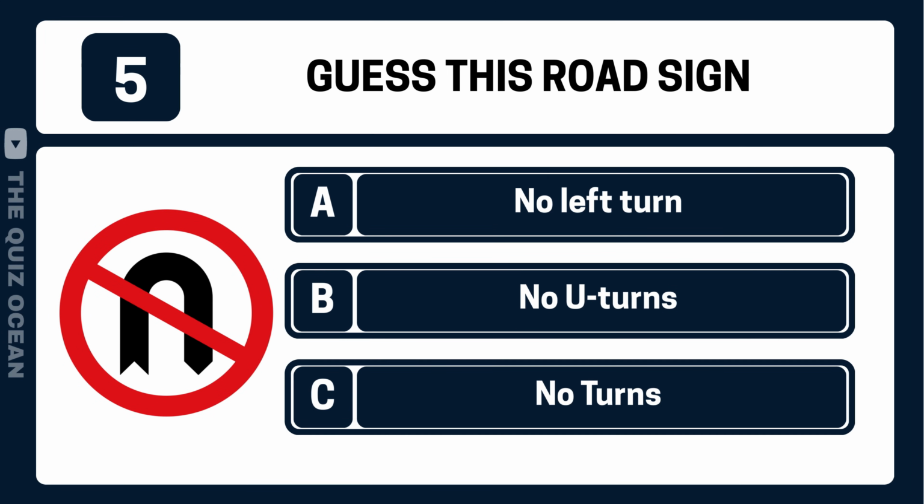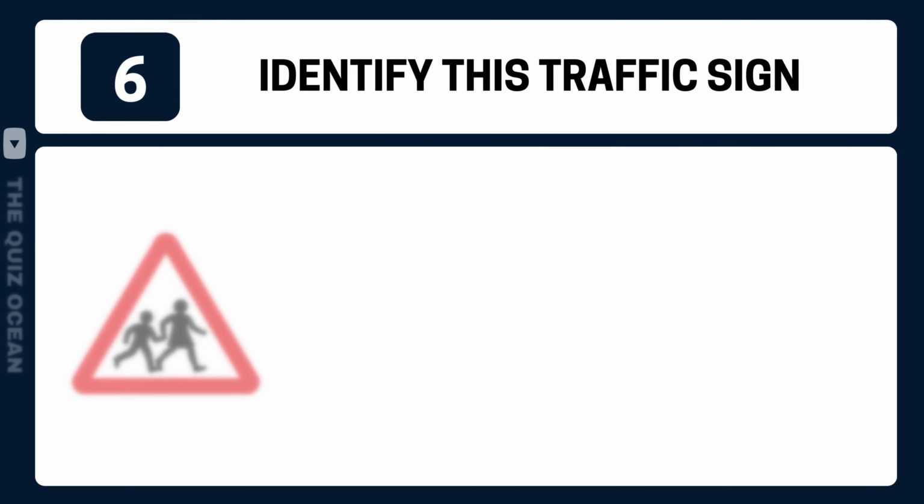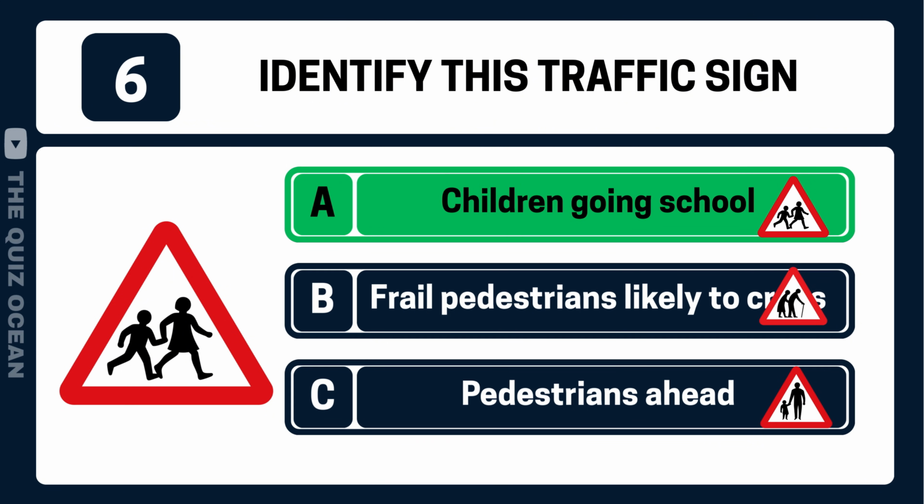Guess this road sign. Good observation. This sign tells drivers that U-turns are not permitted. Identify this traffic sign. Well spotted. This warns that children may be walking to or from school.